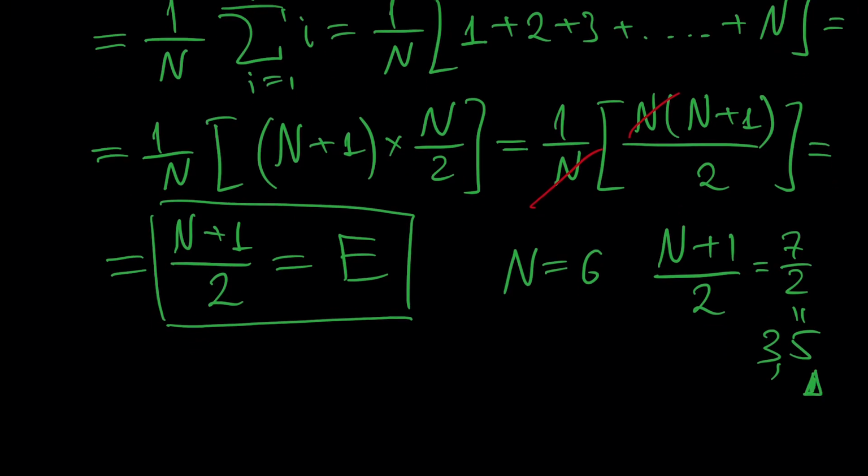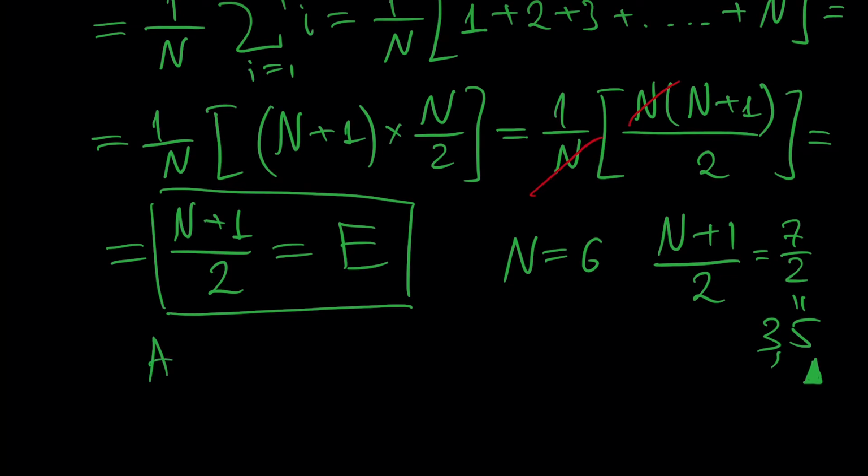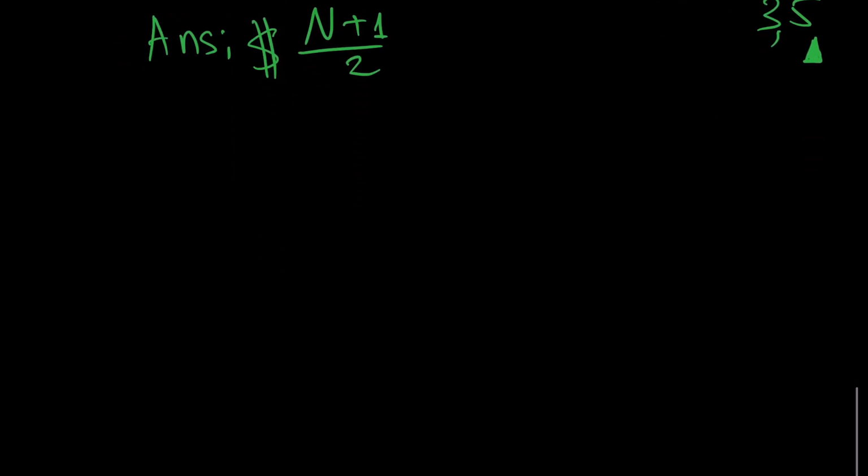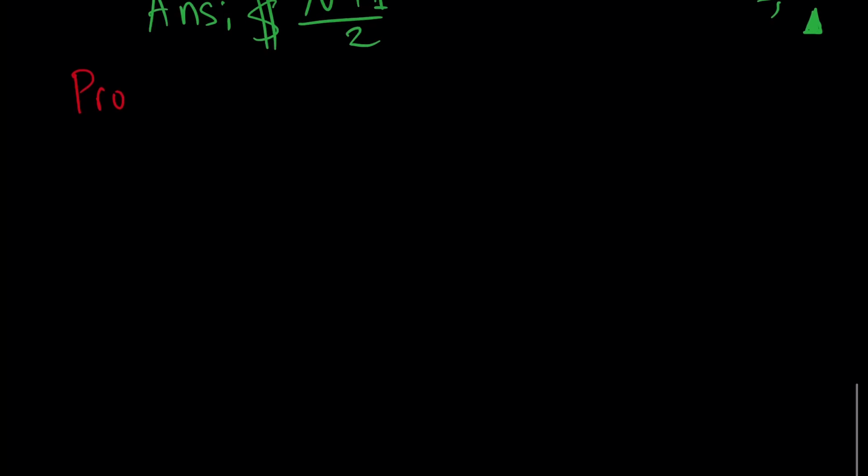So that was the solution. And of course, in this case, the answer is n plus 1 divided by 2. This is the fair price of the game. When you buy a ticket and play this game, the fair price for this ticket must be n plus 1 divided by 2. Okay, let's solve the next problem. Only by solving problems can we understand the theory. That's why theory is important, but solving problems is much more important.